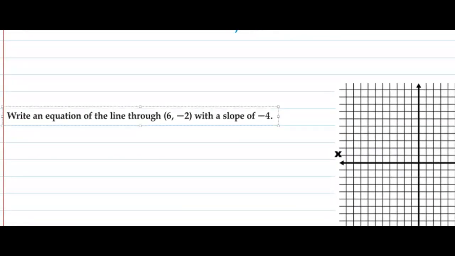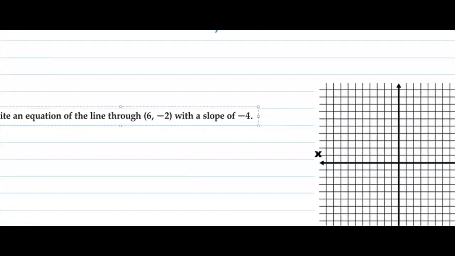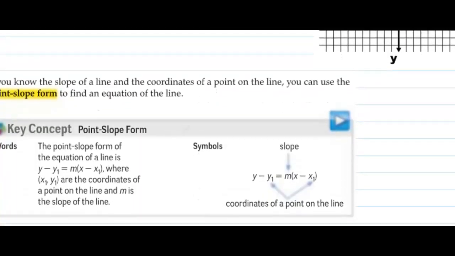How about this next one? Write an equation of a line. They give us a point. They do give us a slope. So think about our ingredients. We need a slope. We need a y-intercept. We don't have a y-intercept. That's unfortunate. But we do have some options.